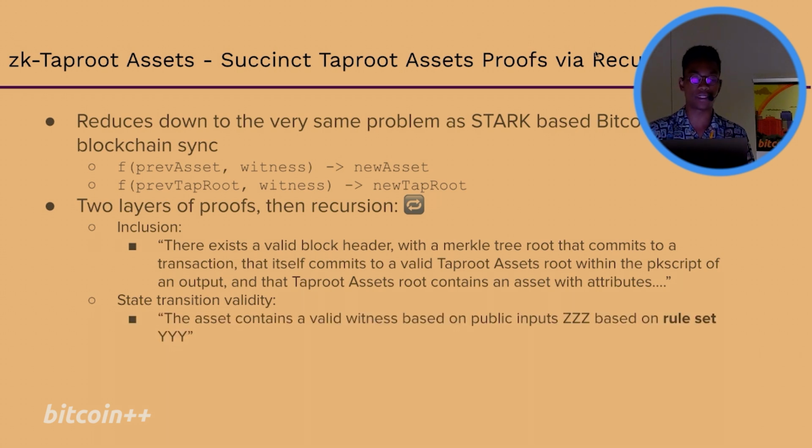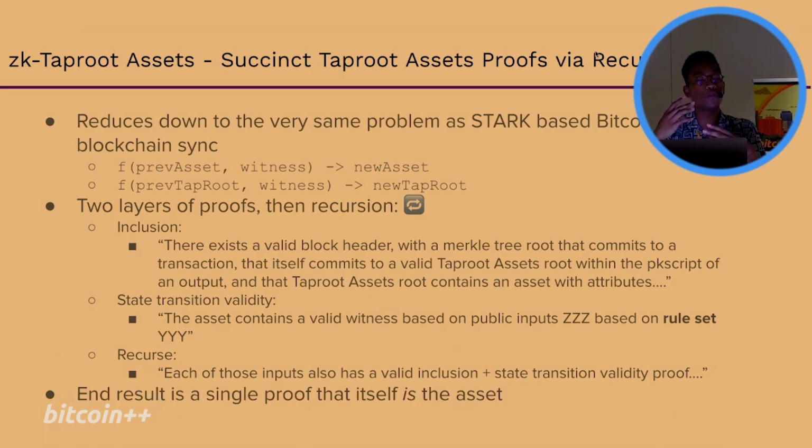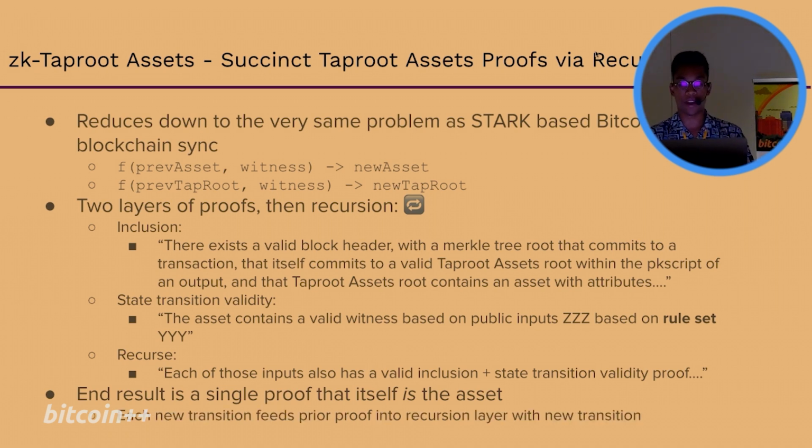Then you also have state transition validity. You're saying, okay, based on that instance, I proved inclusion in this block. Now I also prove that this state transition is actually valid. So based on these public inputs, which are maybe some in the blockchain, some provided as part of the proof, we prove these things now follow the rule set contained in YYY itself. Then you actually recurse. You say each of these inputs also has a valid inclusion and state transition proof itself, right? So now you're composing all these proofs together so that you have just one single proof. And this is really cool because the proof is basically the state or the asset itself, right? Now you're pretty desynchronized from the entire system, which is a very cool property. Then each basically feeds into the prior layer, with the new layer for recursion.